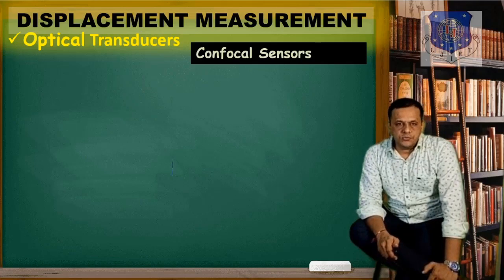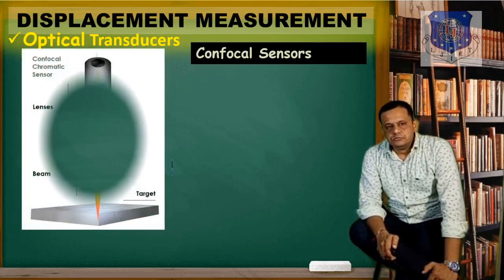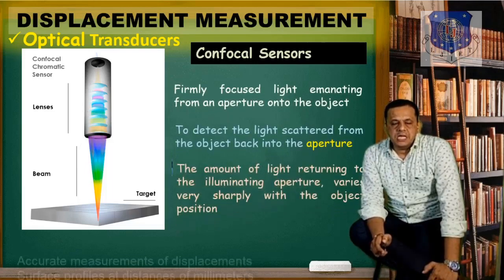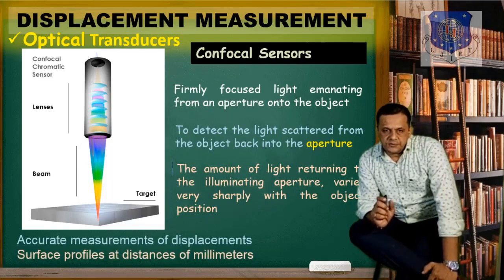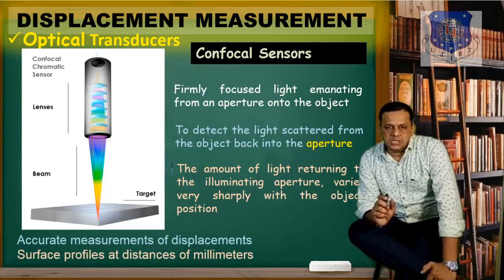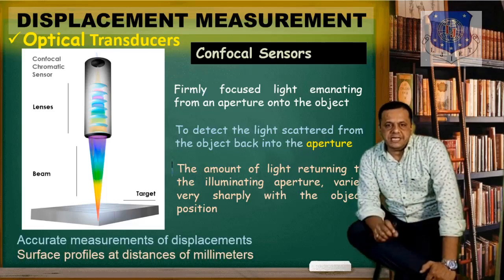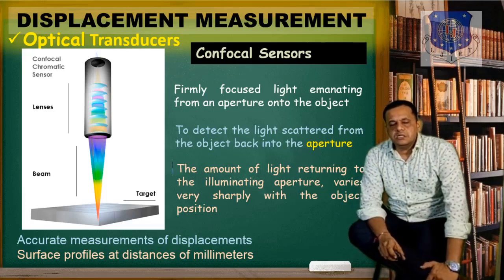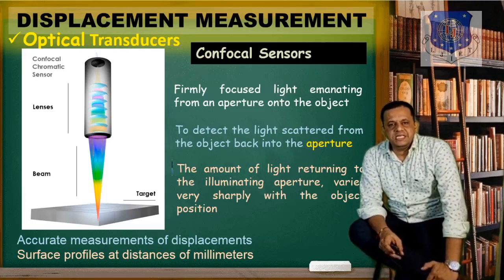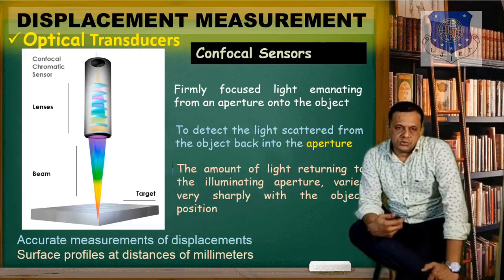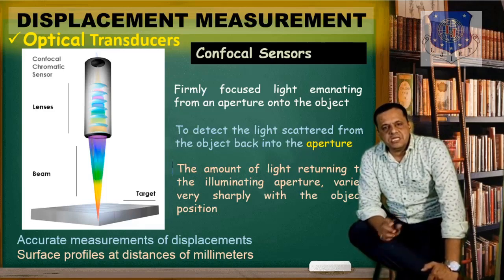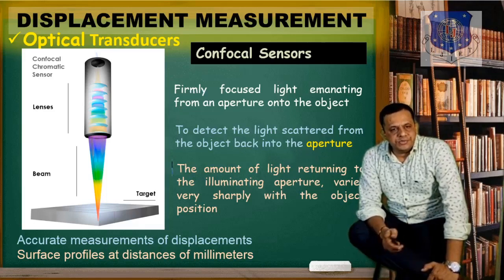Next is the confocal sensor. The confocal sensor uses focused light on a narrow part of the object, in which you can detect the light and thereby detect the distance. Here, focused light from an aperture onto the object is applied.